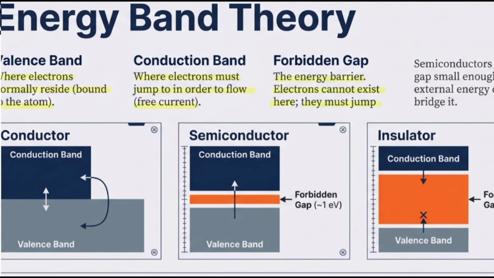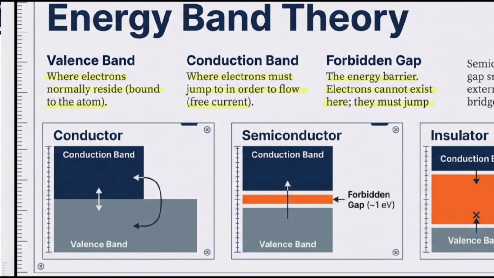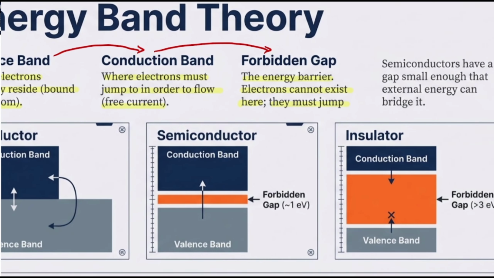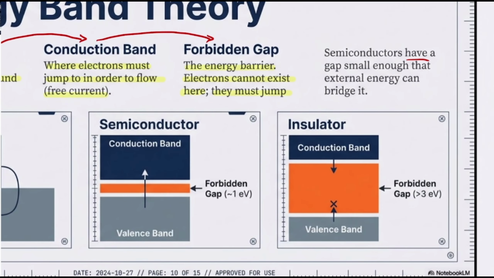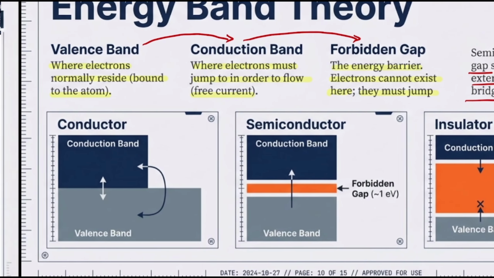They must jump. So when we have the valence band, we are going to give them some energy and they move to the conduction band. When we give them not enough energy, they're going to be in the forbidden gap where they cannot exist either. They have to move back to the valence band, or they have to move freely to the conduction band. So semiconductors are going to have a gap small enough that external energy can bridge it. That's a good thing about semiconductors.